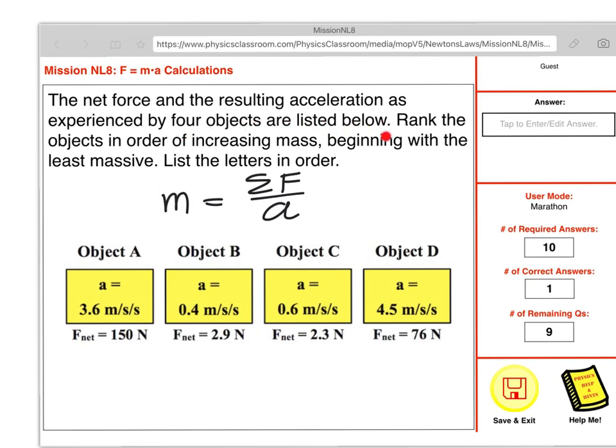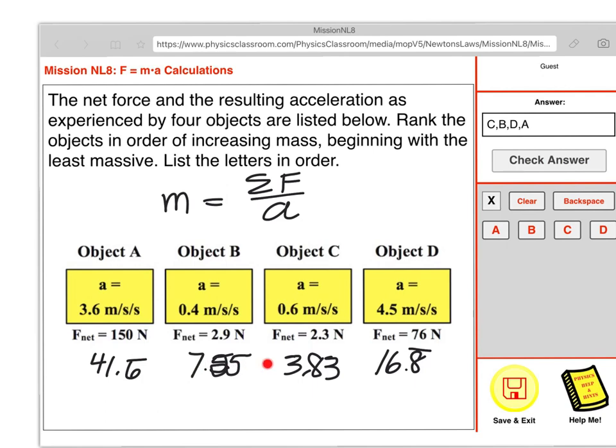Okay, so here we want to rank the masses. We get mass by rearranging the equation, then it's force divided by the acceleration. We have all those numbers, so do the 4 calculations, and then we can rank the masses. Okay, those are the numbers I got. Hope I did it right. So those are the rankings I would get. So let's see if I got it.